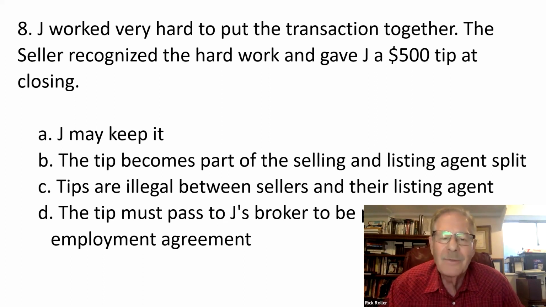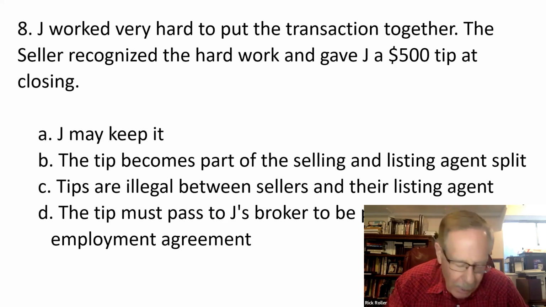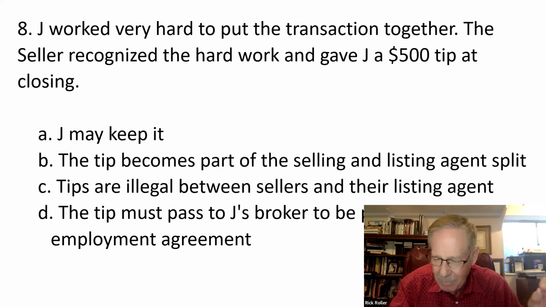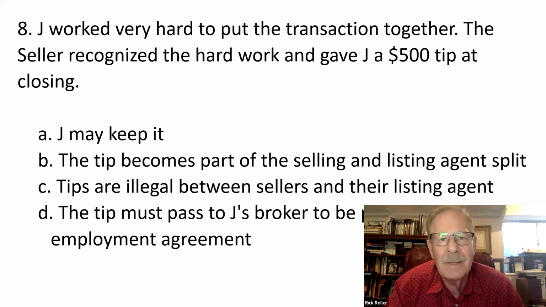D, the tip must pass to J's broker and be paid to J based on J's employment agreement. In other words, it's a bonus, but it's part of the commission. And they were only obligated to pay a fee of this amount of money as designated in the listing agreement. But this becomes part of that. So, it's a $500 bonus. That's great, but it goes on top of let's say 3%. So you get 3% plus 500 and you pay 3 to the other agent. You don't have to share your bonuses that you may or may not get with anybody else.